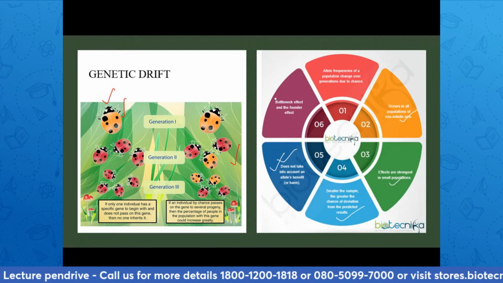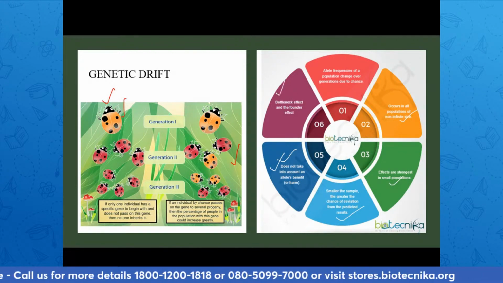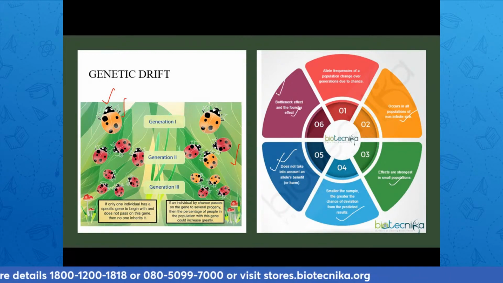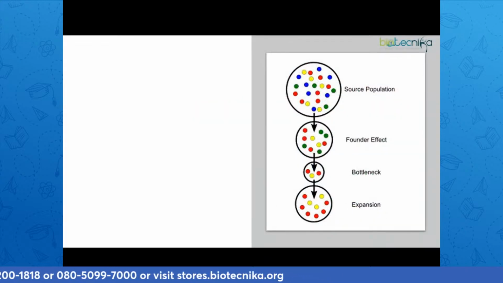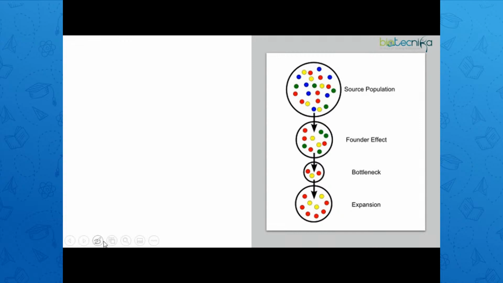Two impacts of genetic drift are the bottleneck and the founder effect. See, suppose this is your source population. As you can see, there are so many variations here: a blue, a red, a yellow, a green. All are representing different alleles of the same gene.